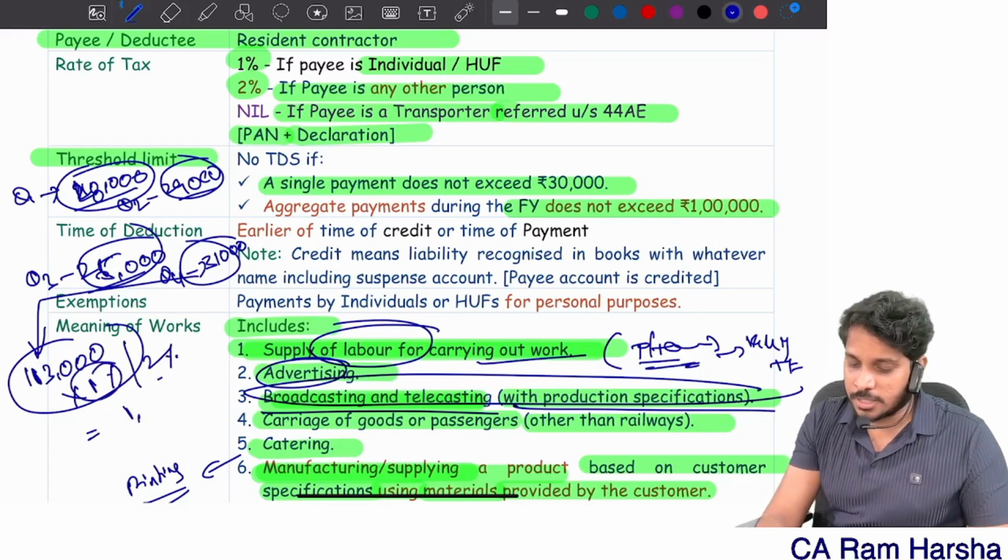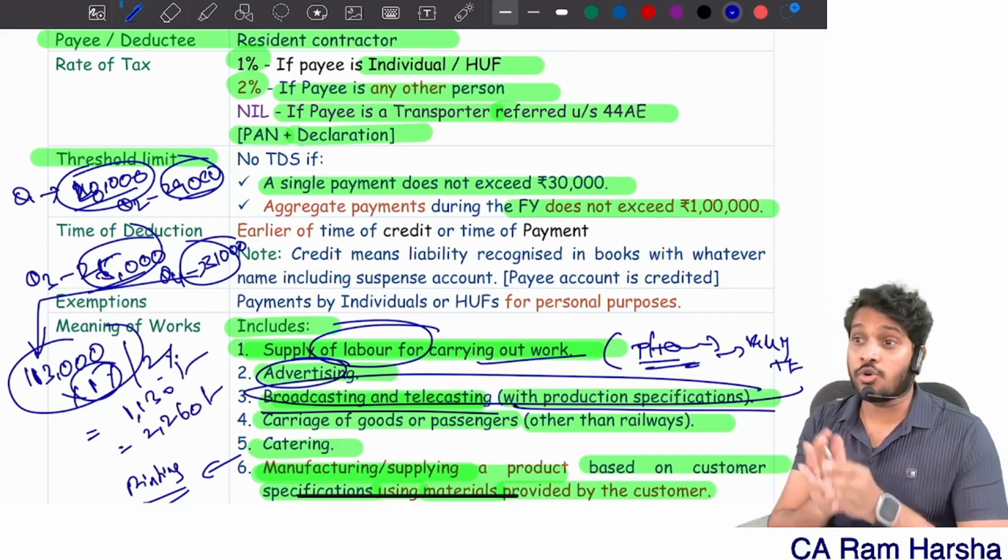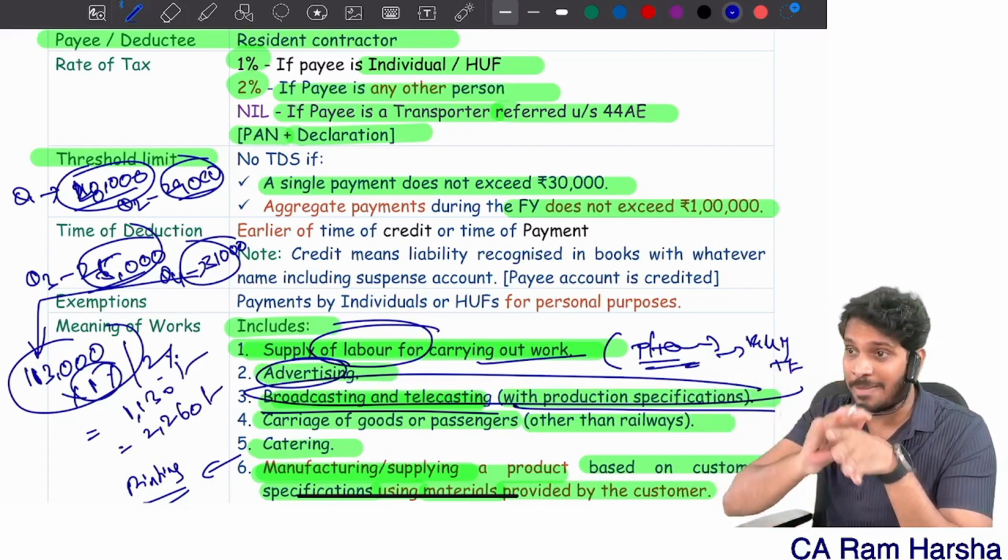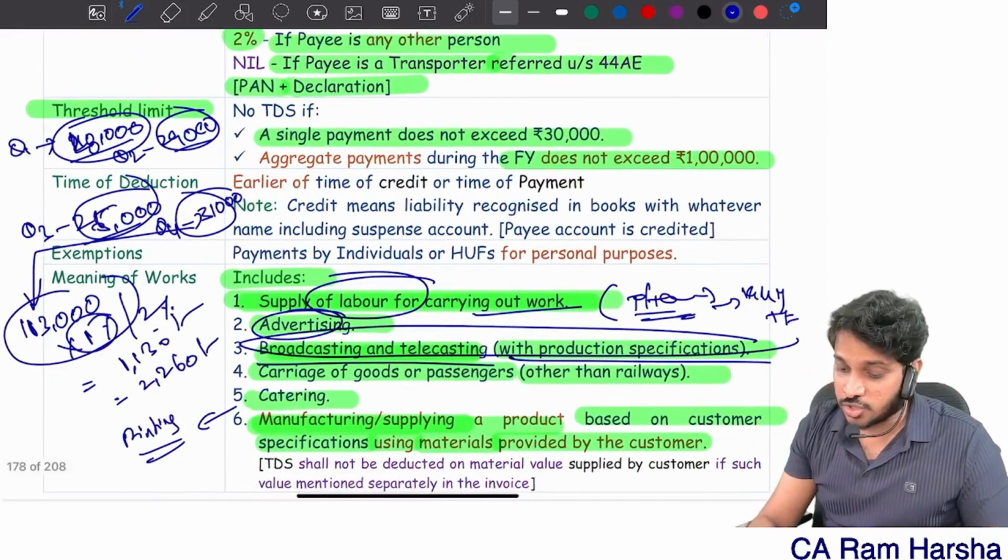So if it is 1%, 1,130. If it is 2%, 1,260. This amount you will deduct from the last 31,000 and only the balance you will pay. That's it. Yes or no?